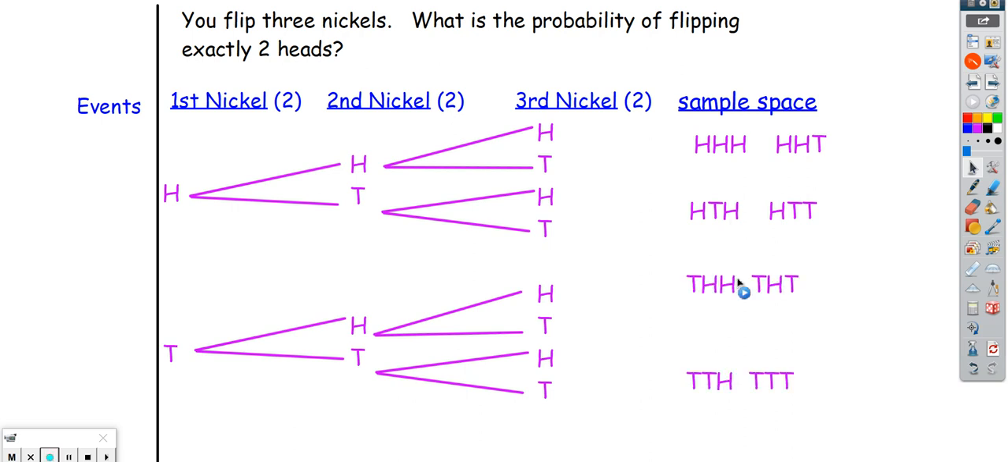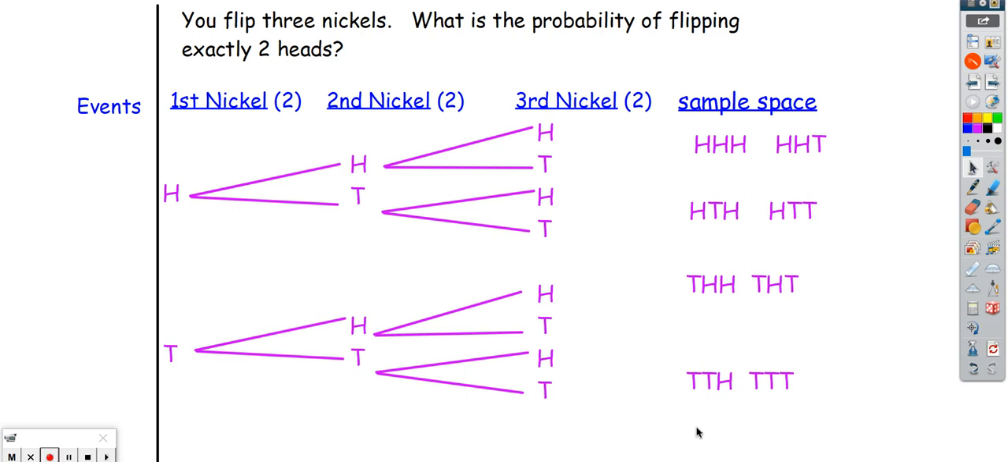Okay, you should have come up with this. We could have flipped a tails on the first coin, a heads on the second coin, and a heads on the third. We could have done a heads, and a tails, a tails, and a heads, and a tails, and a tails. So this is my sample space. These are the possible combinations of flipping 3 coins.